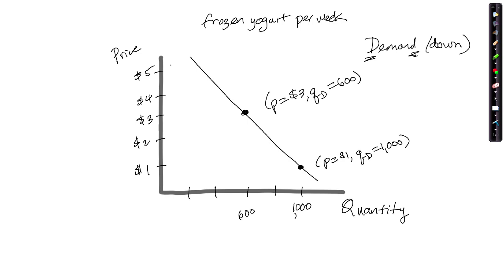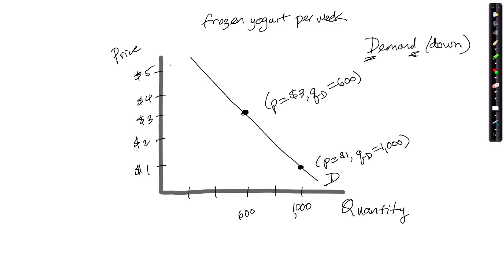It might be a straight line, it might be curved. It doesn't really matter whether it's going straight down or whether it's coming down with a curve. What matters is that it's downward sloping. As the price goes down, the quantity demanded goes up. As the price goes up, the quantity demanded goes down. We label that D for demand, and so the total curve is the demand curve.